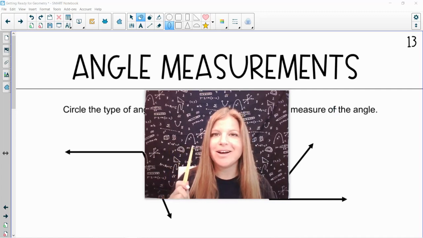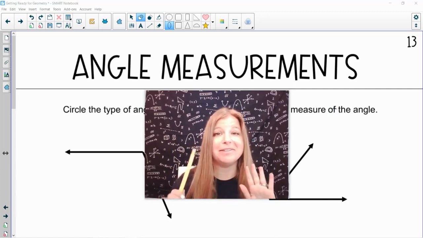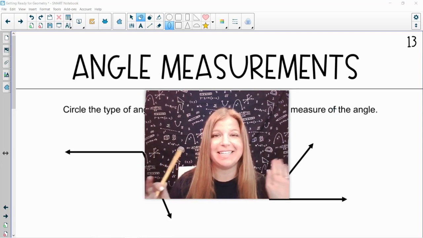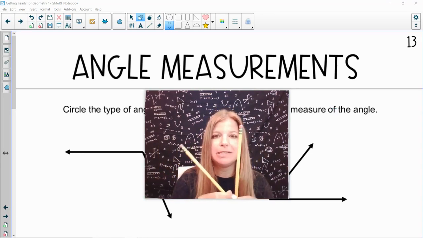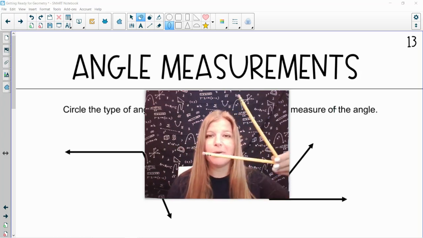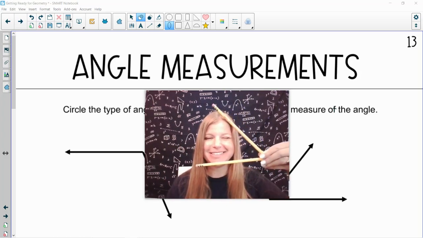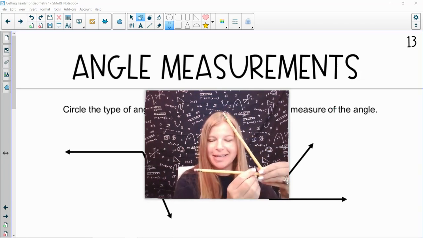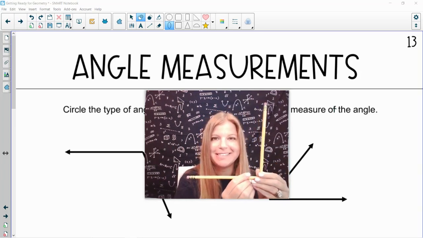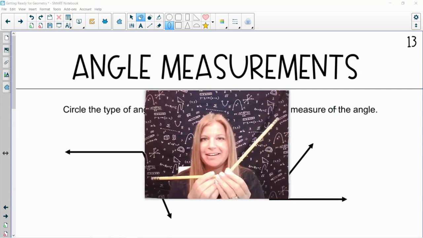All right, guys, let's talk angle measurements. This is going to be an easy lesson, easy review. So when you have an angle, it is because you have two rays or two segments or two lines intersecting at a point, and they make an angle. And sometimes the angle looks like this, sometimes it looks like this, and sometimes it looks like that.